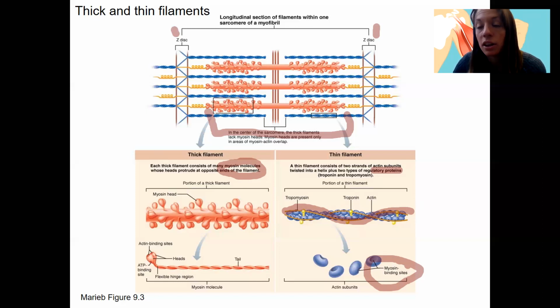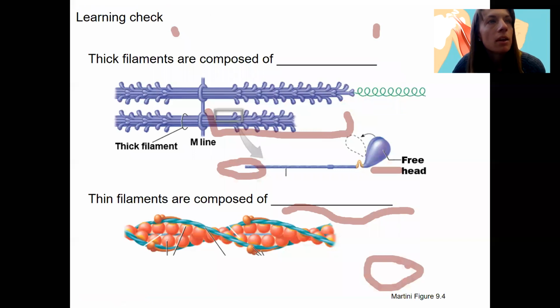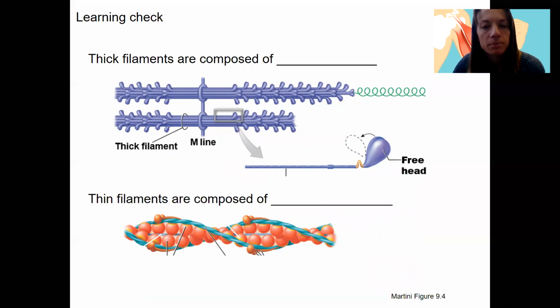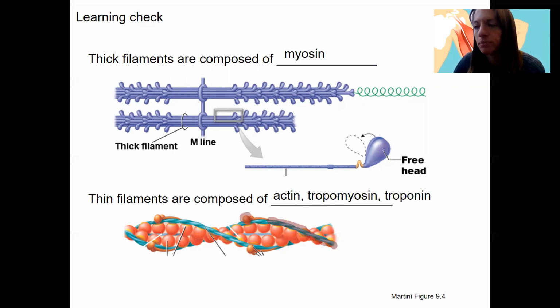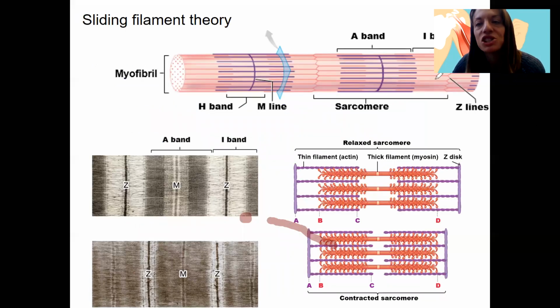Okay, let's do a quick learning check here. Thick filaments are made of what? And thin filaments are made of what? Myosin, actin, tropomyosin, and troponin. Tropomyosin in green here, troponin in brownish. So all this information is going to be important when we get to contraction.